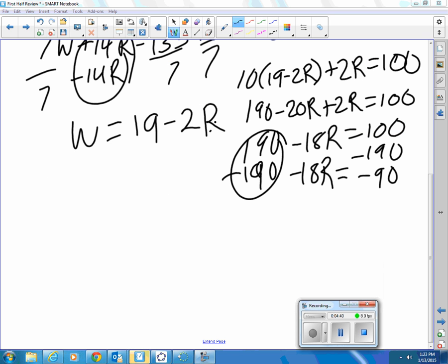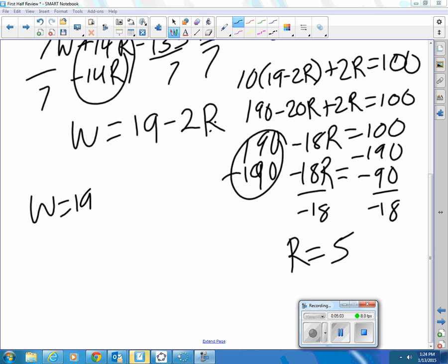So if I divide each side by negative 18, that's 5 times. So that says a room equals, I get paid $5 for a room. What do I get paid for a window? I get paid $19 minus 2 of those. 19 minus 10 is 9. So for a window, I get paid 9.